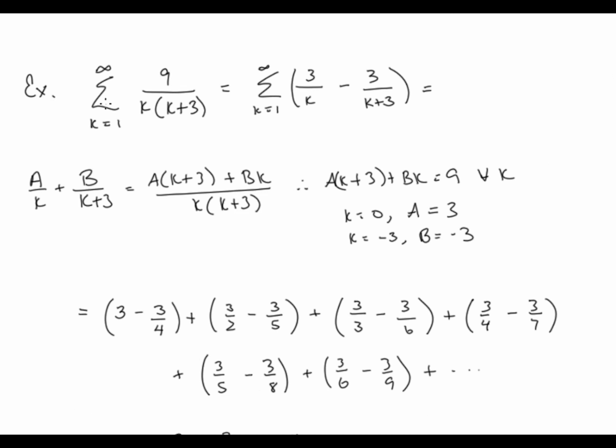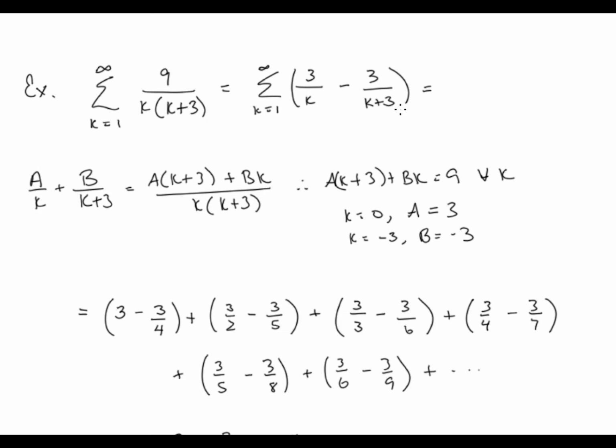Now let's take a look at the summation of 9 over k times k plus 3. And one of our tools from integration from Calc 2 is going to help us here. To integrate this, we would have used partial fractions. That's the same thing we're going to do here, so we could examine the partial sums. By using partial fractions, we find that we can write 9 over k times k plus 3 as 3 over k minus 3 over k plus 3.